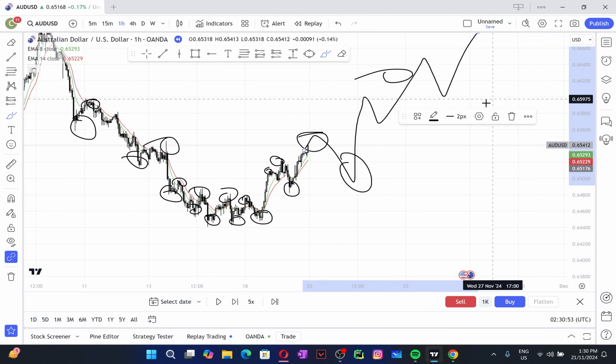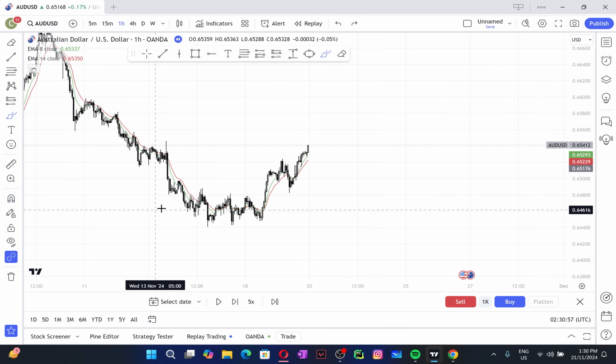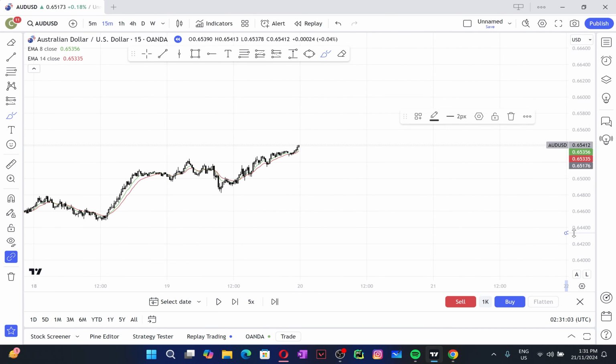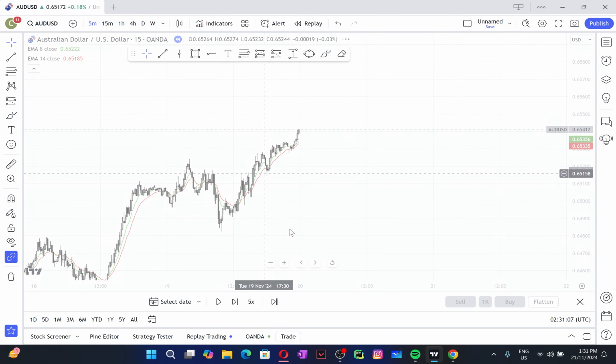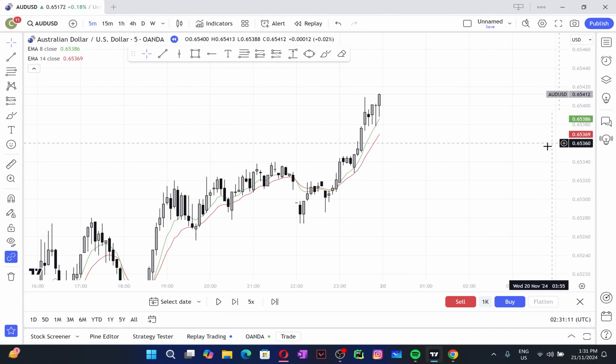It's probably going to keep increasing. The price would just keep on increasing. So I believe it is bullish in structure, and obviously in the 15 minutes time frame as well, you can see it is bullish, and in the 5 minutes time frame again, it is bullish. So that's all good.